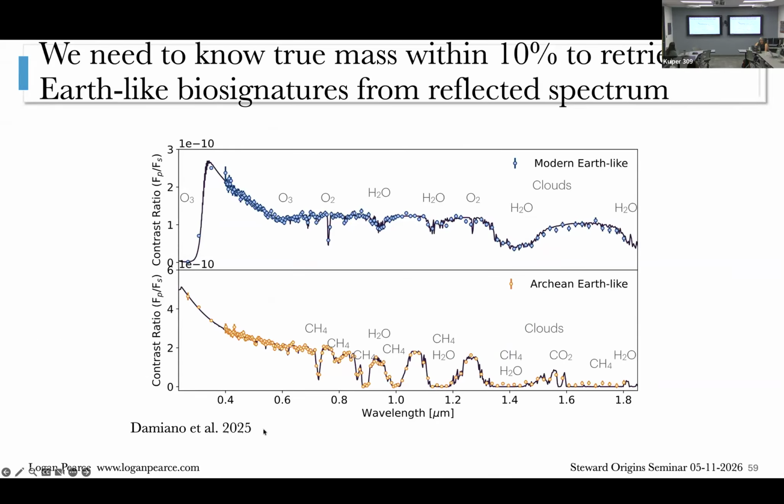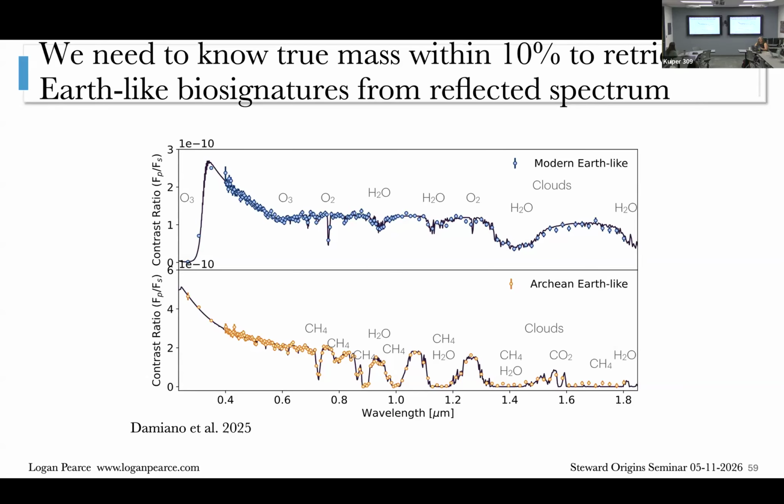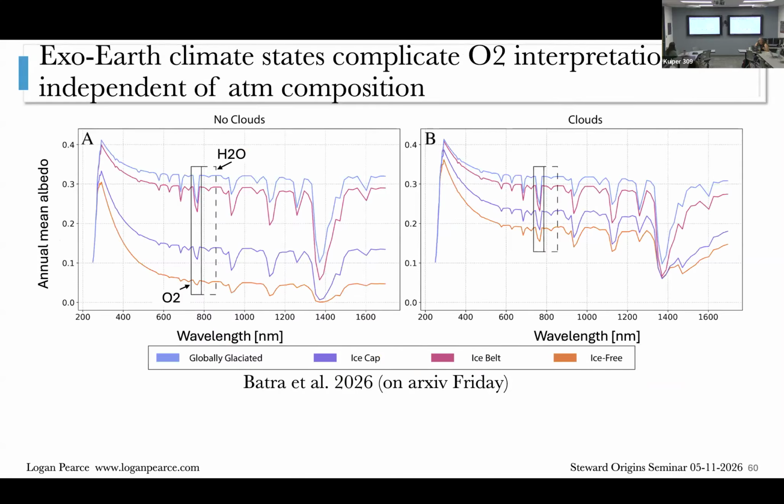There was recently a paper showing that we need to know mass within 10%, even to just be able to find biosignatures from a spectrum. Without knowing the mass of the planet really well, they were unable to pull out the Earth biosignatures from a simulated reflected spectrum. And then literally on Friday, a couple days ago, there was a paper showing that different climate states of the same atmosphere can confuse your interpretation of things like oxygen or water.